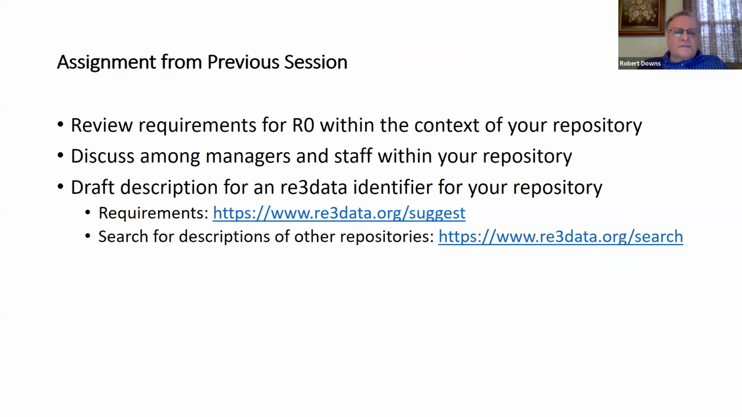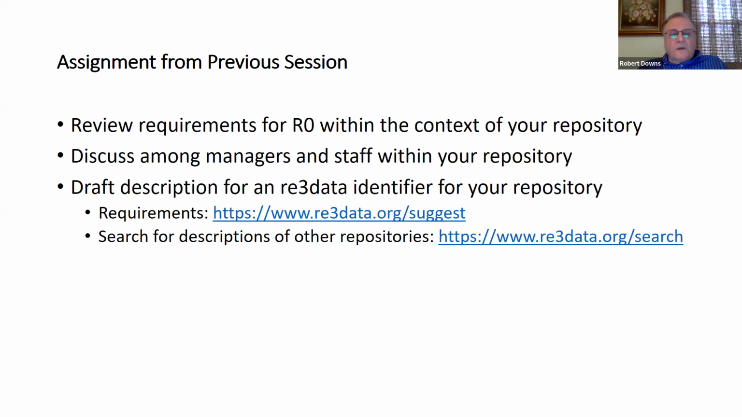So recall last session, we had talked about R0, and we also asked each of you to discuss the R0 requirement with your managers and staff of your repository, and to particularly look at the RE3 data identifier. And that's pronounced RE3 data identifier, if you like. And basically, RE3 data is a catalog of repositories. And so various repositories are listed there, and the CoreTrustSeal wants to see each repository that's certified listed in RE3 data.